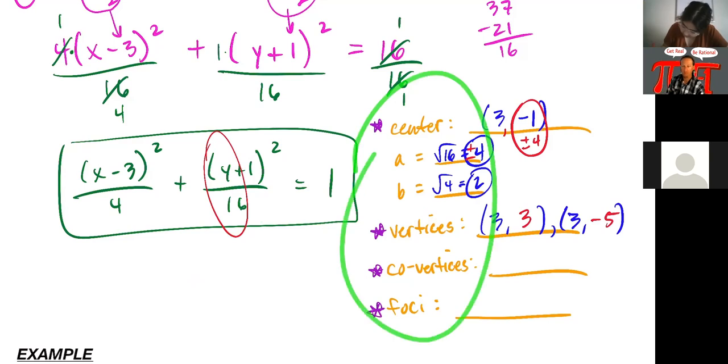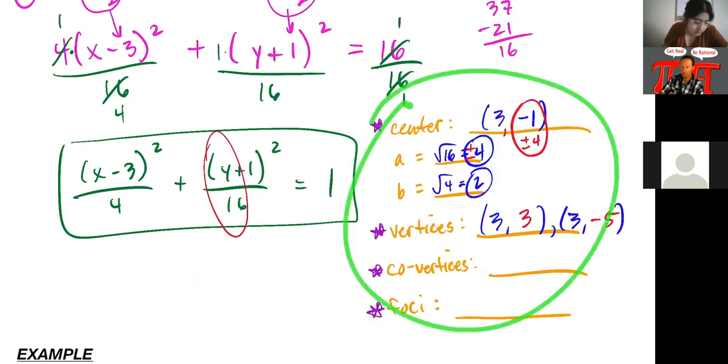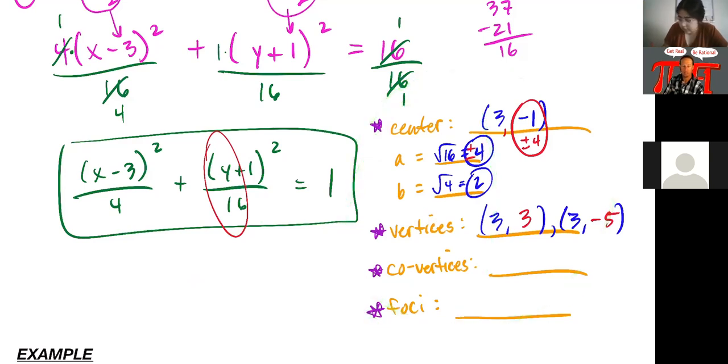And I can find all of this stuff. That's why I'm doing it in the order. I'm telling you, you can find all of these before you even start to graph. And then I'll show you how we can graph starting from this again. Okay? But co-vertices then would be what? Something in negative one, something in negative one. Excellent. Very good.